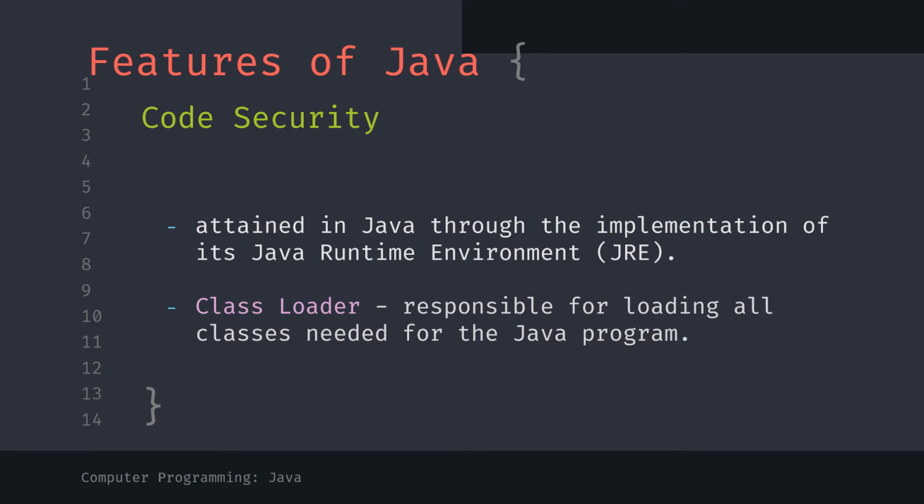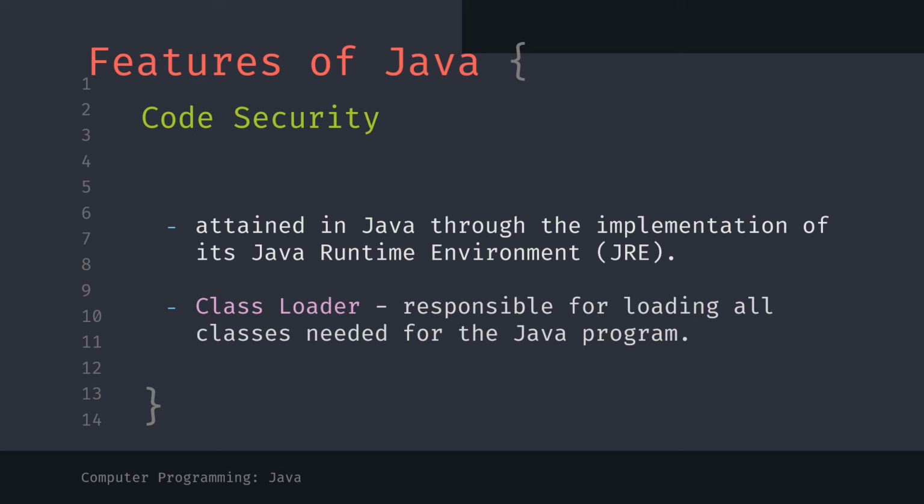Next is code security. Java is known for its security. With Java, we can develop virus-free systems. Code security is attained in Java through the implementation of its Java Runtime Environment, or the JRE. The JRE runs code compiled for the JVM and performs class loading through the class loader, code verification through the bytecode verifier, and finally, code execution.